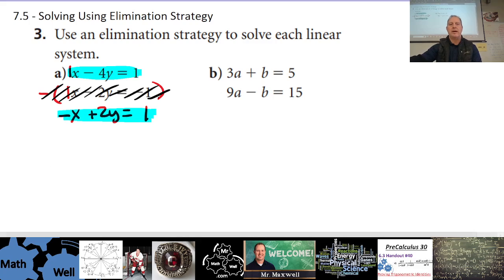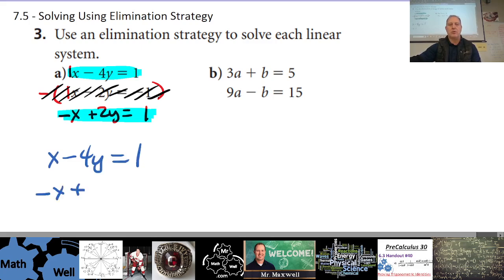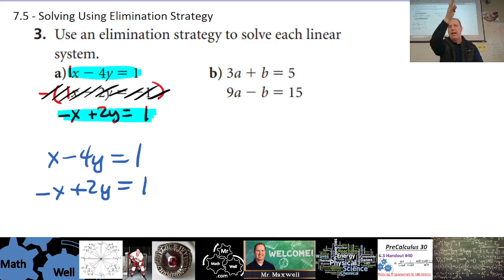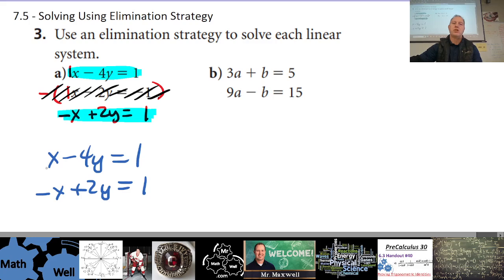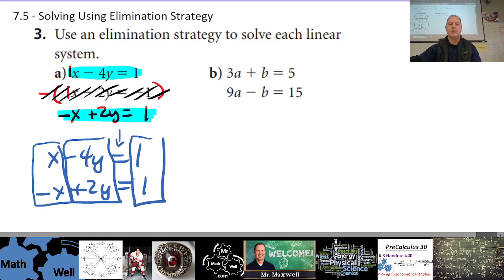Instead, I'll rewrite them. So I have x minus 4y equals 1, and negative x plus 2y equals 1. Please make sure that the variables are right on top of each other: the x terms on top of each other, the y terms on top of each other, the equal signs lined up, and then the constants. That's usually how they give it to you. Just make sure that all the terms are right above each other, and the equal signs are in the same spot.